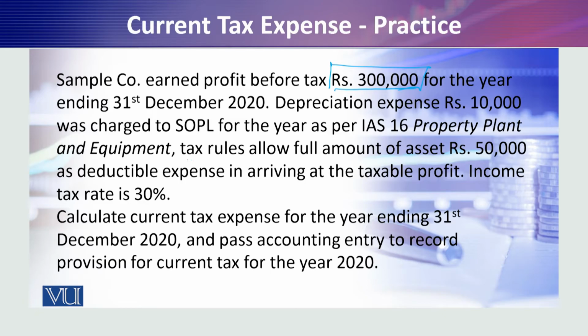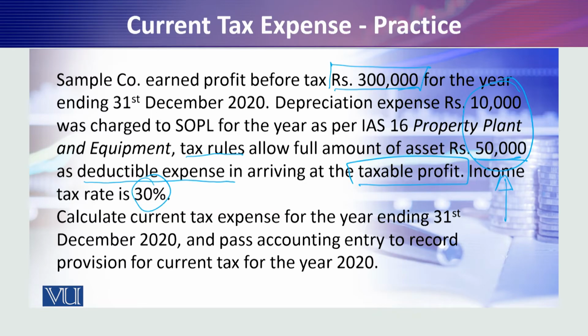Whereas the taxation rules allow a full amount of the asset of 50,000 as a deductible expense in arriving at the taxable profit figure. So in a way, this is creating a difference. In this scenario, our focus is to calculate current tax expense. Therefore, we will not talk about this difference here. We will talk about this difference in the scenario where we will be practicing deferred tax expense. So wait for that time.